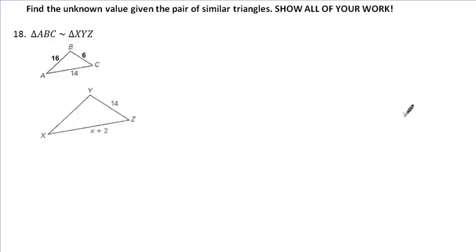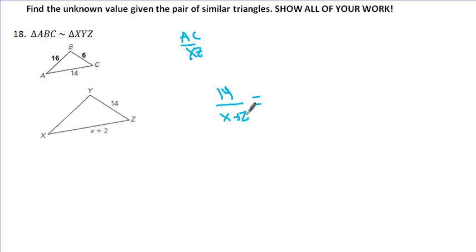Alright. Find the unknown value given each pair of triangles. So for these, we already know what's similar. We can set up our ratios. So we need to know XZ. If we want to do AC over XZ, we need to use those two combined. AC is 14, XZ is x plus 2.